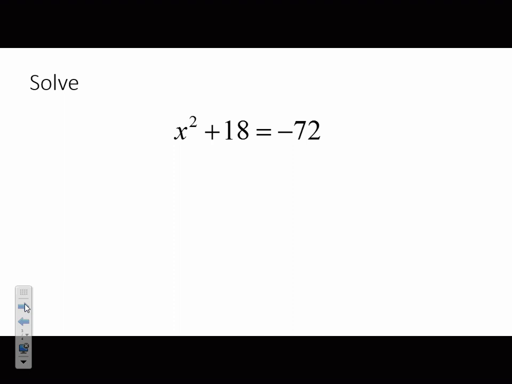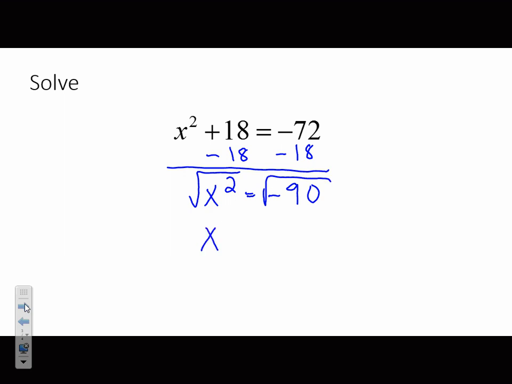First thing we're going to do, subtract 18 from both sides. x squared is going to give us a negative 90. Take the square root of both sides. We're going to get x equals plus or minus. Now we have that negative in there, so we're going to take it out. Negative 1, square root of 90. Write this down. x equals plus or minus i.